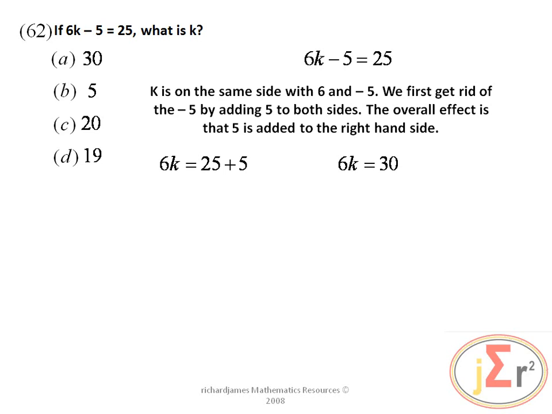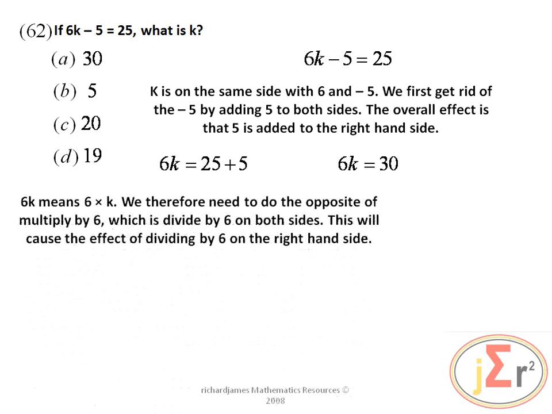Subtract? No. The opposite of multiplication is division. So we are going to be dividing by 6 on both sides. So 6k means 6 multiplied by k. We therefore need to do the opposite of multiplication, which is division. So we are going to divide both sides by 6. This will cause the net effect of dividing by 6 on the right-hand side.